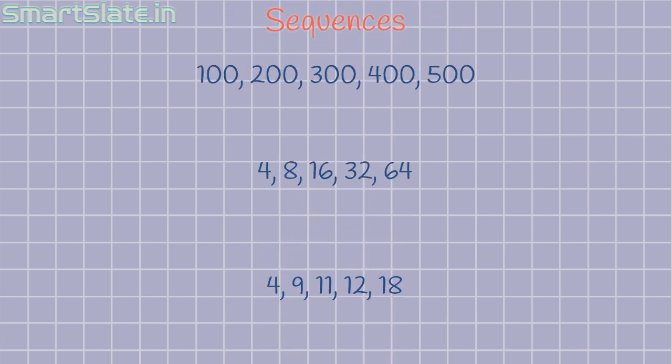In first two examples, the numbers followed certain patterns or a certain rule. In first example, each number was obtained by adding 100 to preceding number. In second example, the number in series was twice the multiple of previous number. For example, 8 is multiple of 4 and 2, 16 is multiple of 8 and 2.